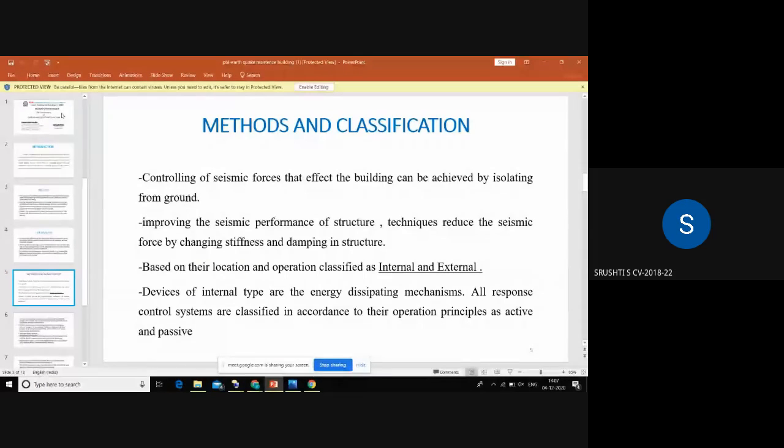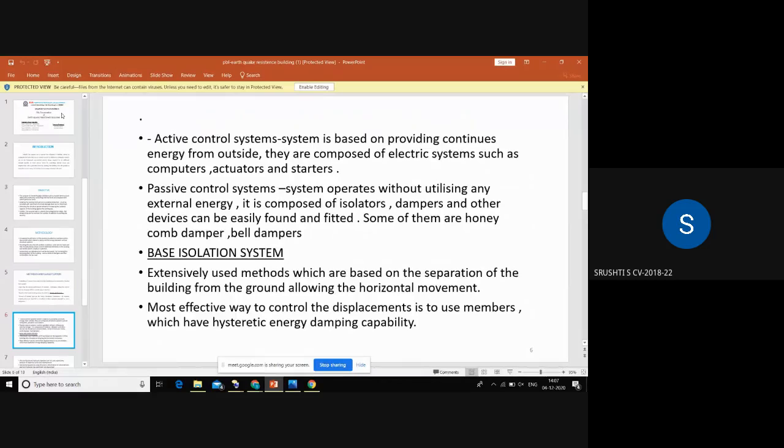So basically they are divided into two types, external and internal types. External types are placed outside the building, whereas internal types are the energy dissipating mechanisms. All response control systems are classified into two types based on their operational systems: active and passive. Active control system is based on providing continuous energy from the outside, so that can be an electric system such as computers, starters, etc.